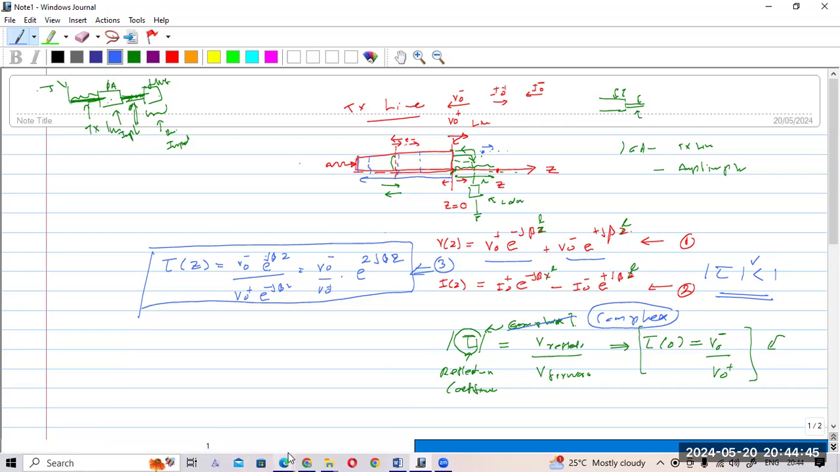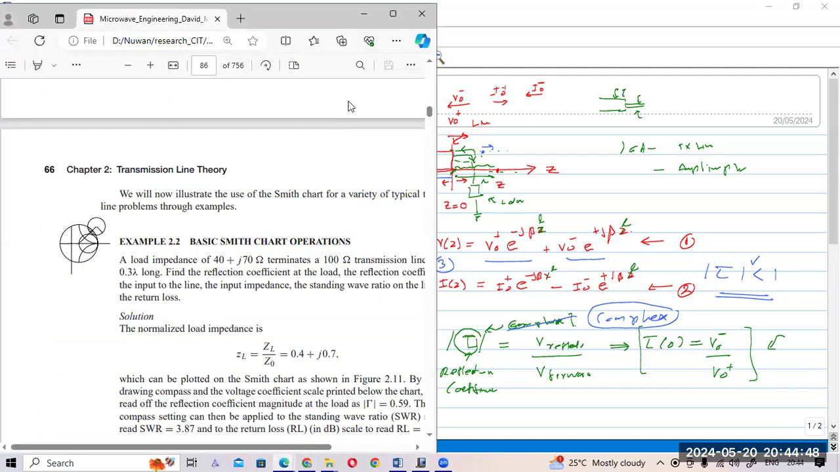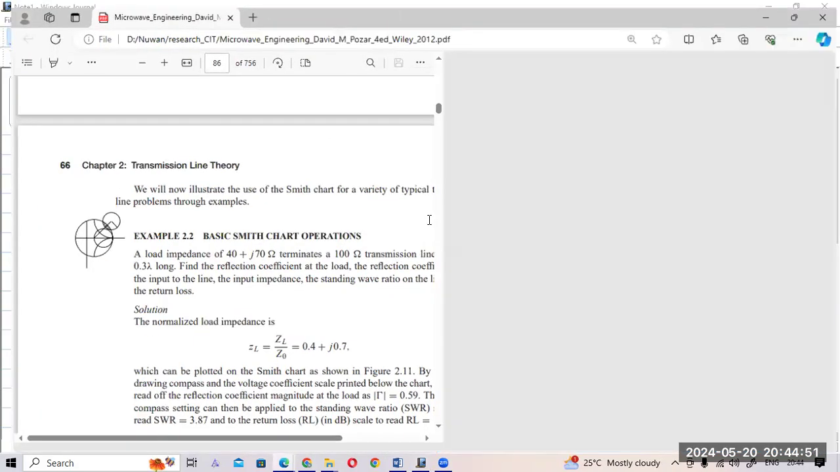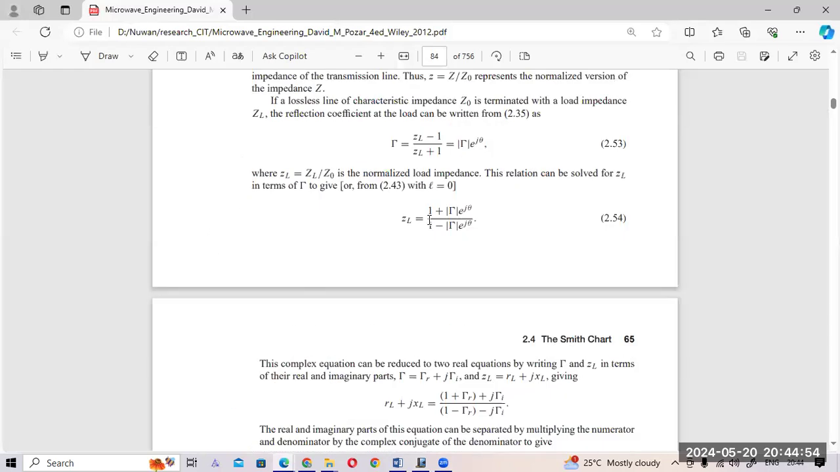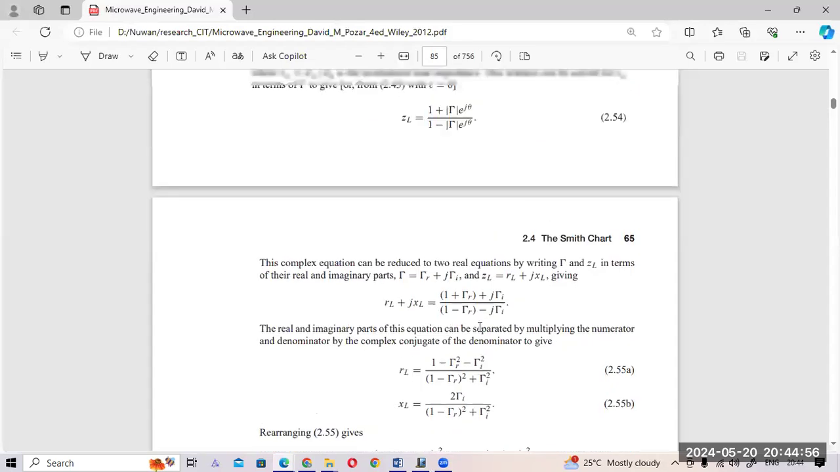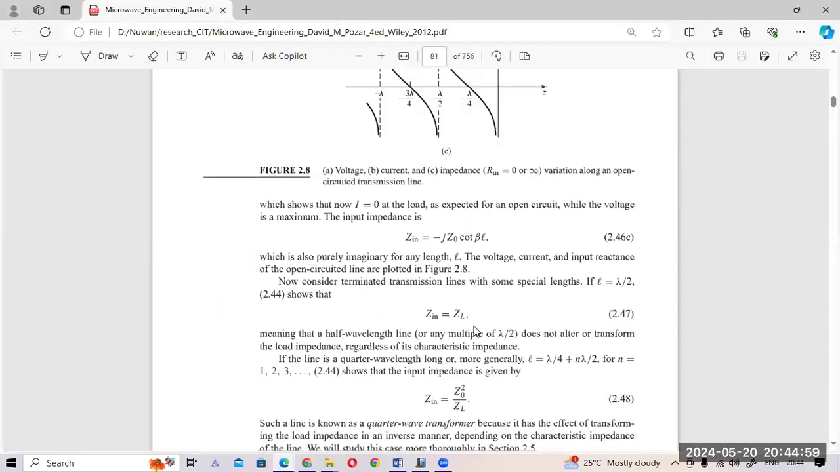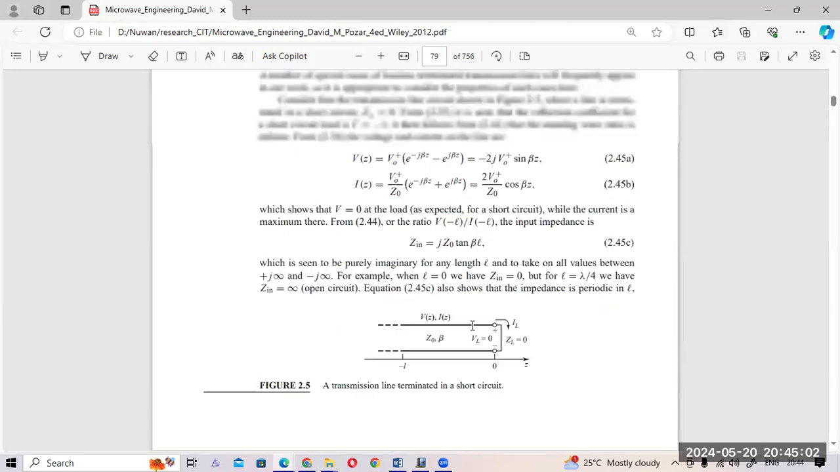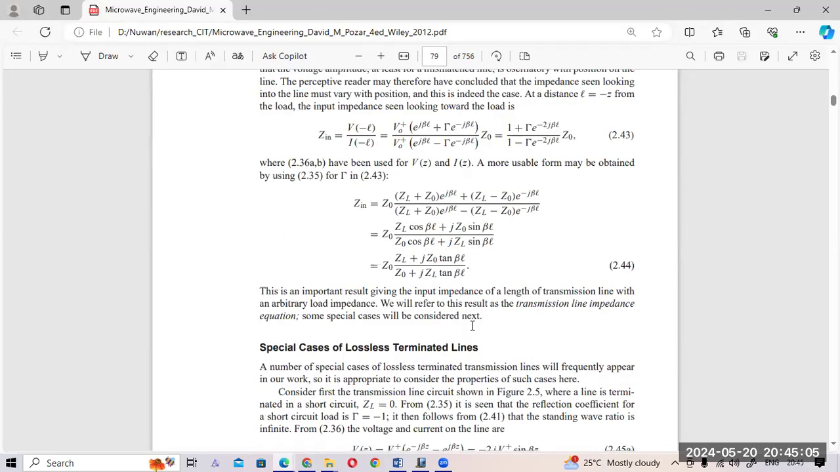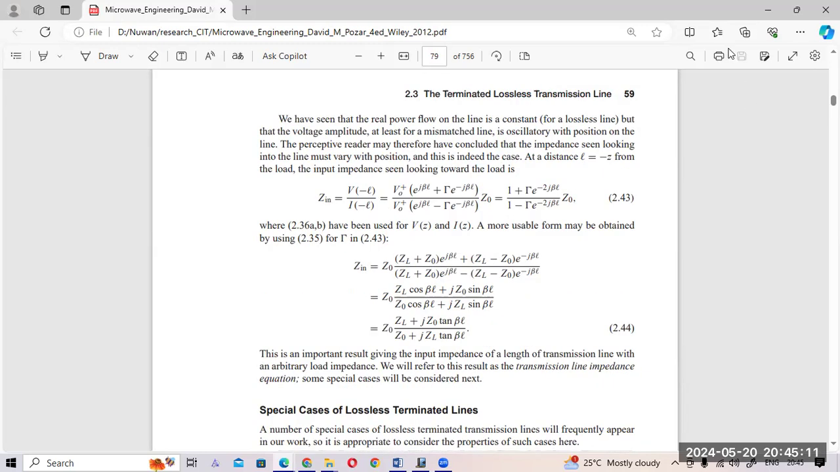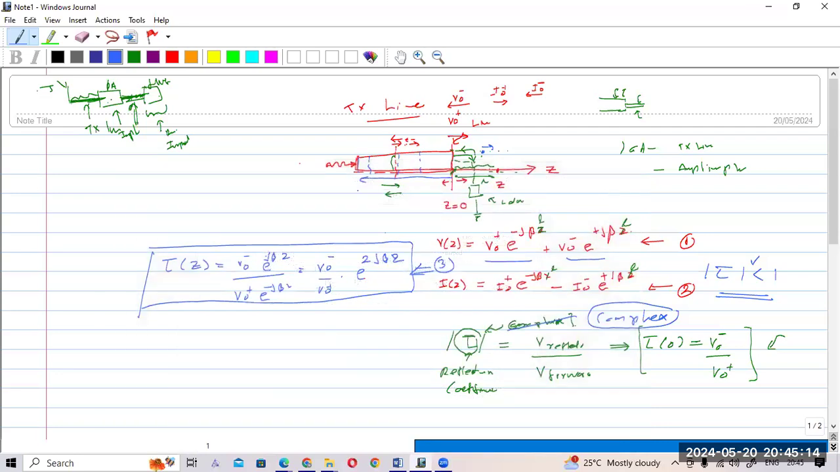Generally, for the input impedance at an L distance, don't forget that this L is the minus of the z direction. This L is the minus of the z direction, this way.